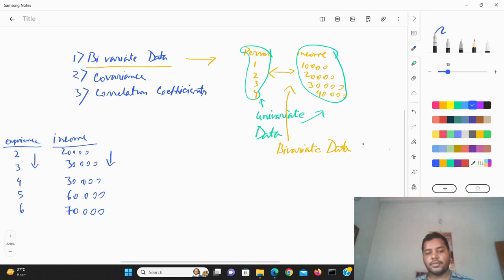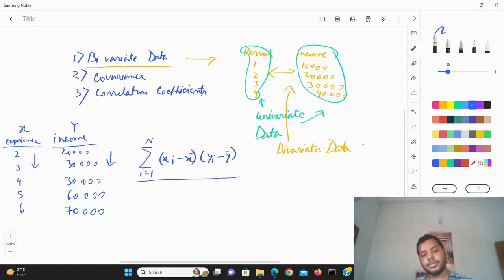So what is the formula of covariance? Suppose there are two data points, this is x, this is y. You take x i minus the x mean, times y i minus the y mean, with i from 1 to n, summed and divided by n. This is basically the covariance formula.